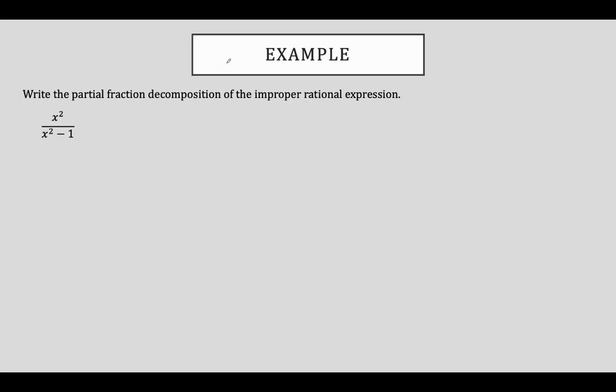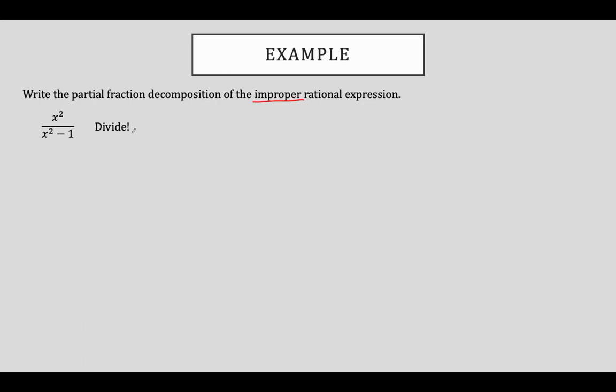Here we look at a couple examples of partial fraction decomposition of improper rational expressions, okay? Improper rational expressions means that the degree of the numerator is greater than or equal to the degree of the denominator. I'll say that one more time. The degree of the numerator is greater than or equal to the degree of the denominator. And if that's the case, the very first thing we have to do is divide.